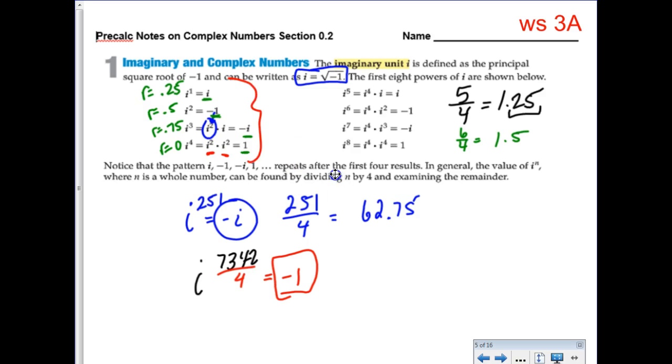Either i, negative i, no. i, negative 1, negative i, or 1. So this is all you need to memorize. The other method involves you splitting the powers into multiplication and using exponent rules. I saw a lot of head shakes.